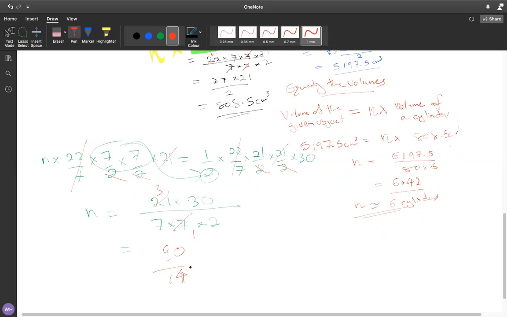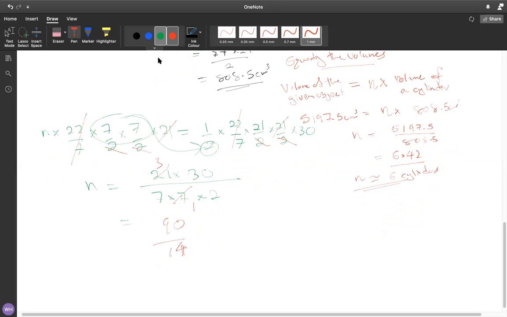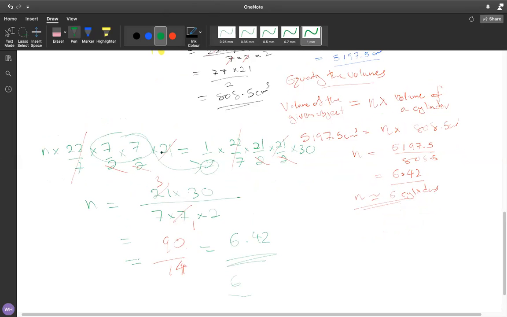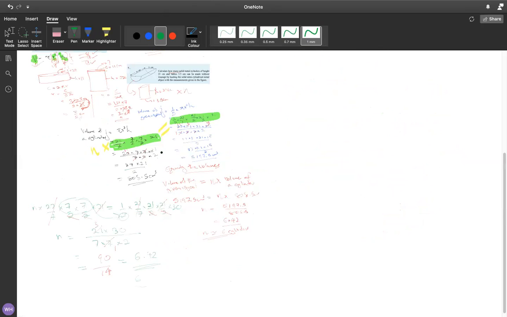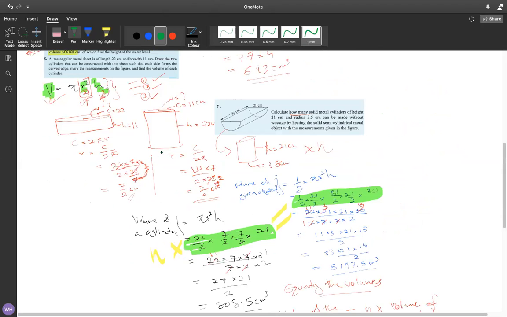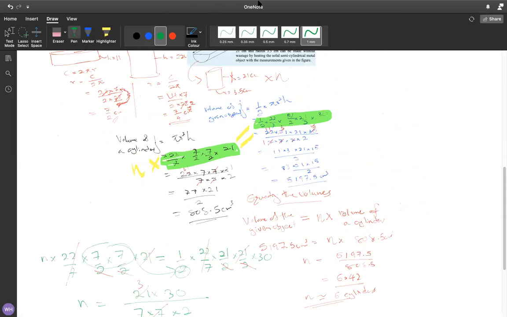The same answer. So you'll get that. 6.42. Same thing. That means you can make 6 cylinders. So shall we move on to the new part, the next part of the lesson?